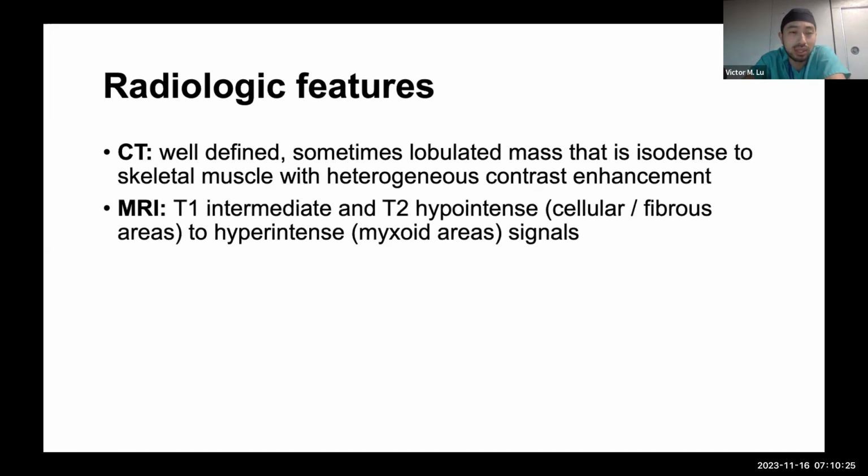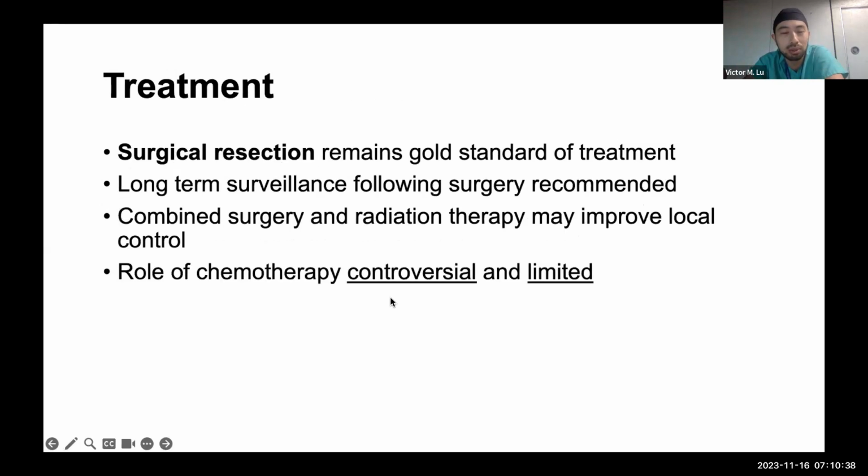As we saw on CT, it's well defined. It tends to be isodense. And we didn't have MRI, but the MRI features would be T1 intermediate and T2, some variation depending on what's composing the lesion. So treatment, surgical resection, as mentioned, is the ideal approach and also the gold standard of care with long-term surveillance, which is kind of what this patient had.